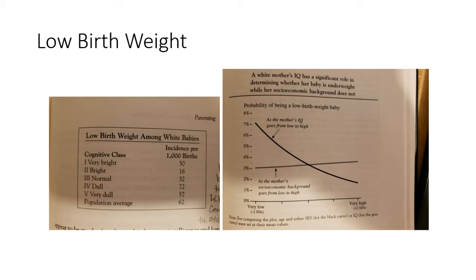Looking at the line, it's almost straight, but if you go from low to high IQ, your chances of having a low birth weight baby drop by about 5-6%. Nothing staggering here, but there is a slight difference. You've got to look at this graph carefully because there really isn't that much of a difference.